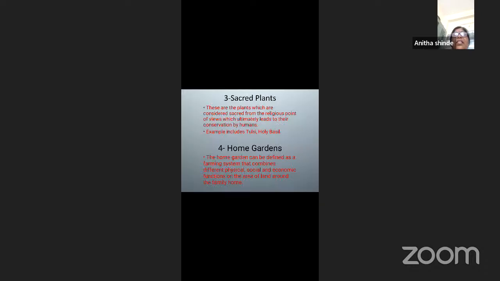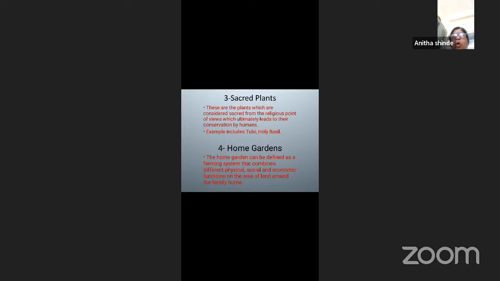Now, sacred plants are those which are considered sacred and used for religious purposes, like tulsi, holy basil, and all those things. So in one way, we can collect them and try to preserve them, since they are sacred as well as religious.